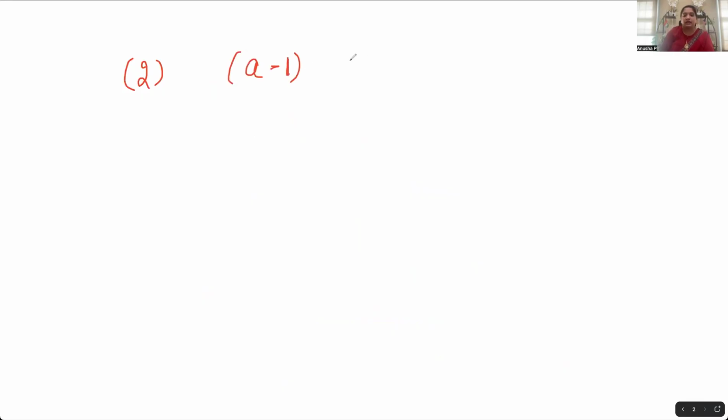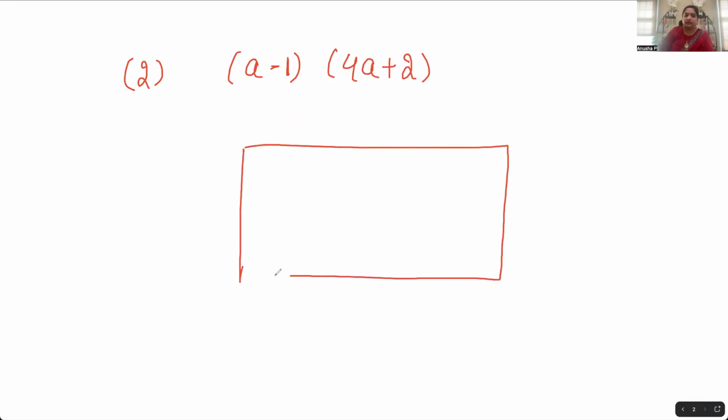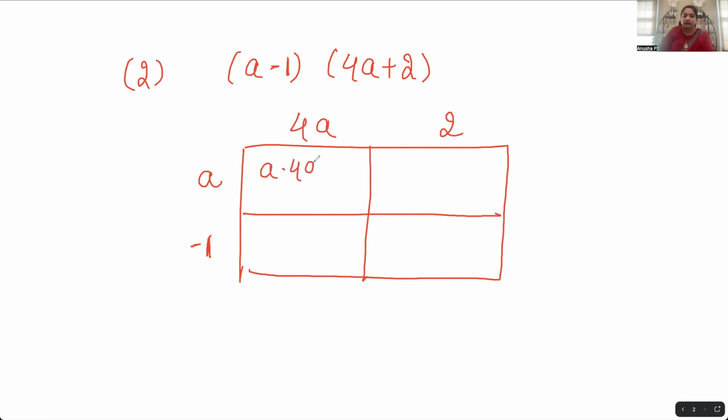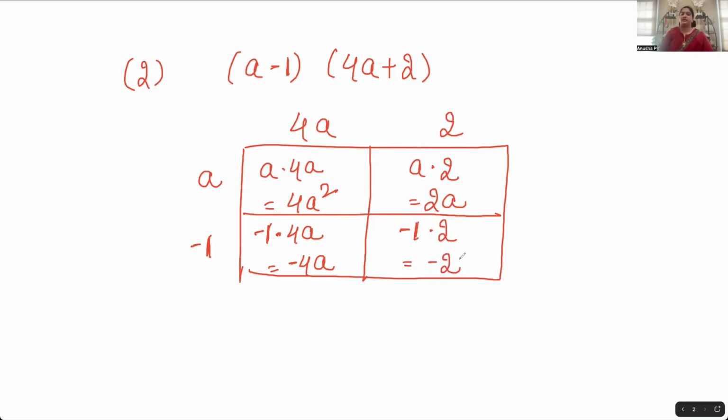a minus 1 into 4a plus 2. Because a minus 1 has two terms, we are making it into two boxes: 4a and plus 2. A times 4a is 4a squared. A times 2 is 2a. Negative 1 times 4a is negative 4a. Negative 1 times 2 is negative 2.